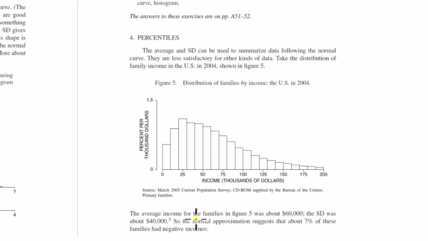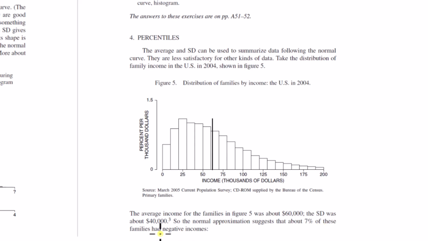The average income for the families in figure 5 was about $60,000, so about in here. The standard deviation was about $40,000. So the normal approximation suggests that about 7% of these families had negative incomes. You see what it's saying here? If you take the average and the standard deviation of this histogram and apply the normal approximation to that, then the normal approximation would suggest that 7% of the families had negative incomes.